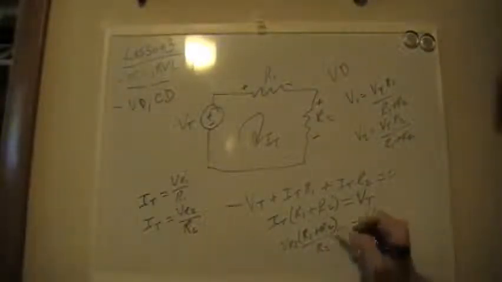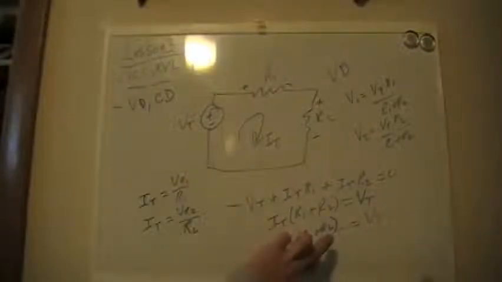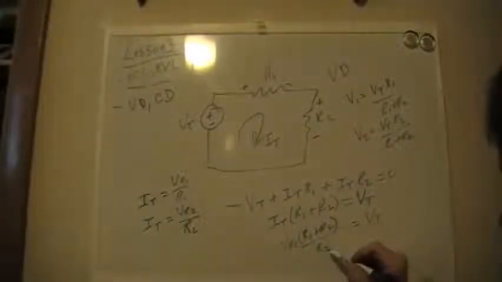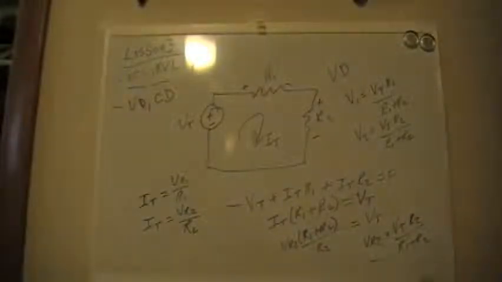And then what we can do is, hopefully you guys can see at this point, we can just move this to the other side by multiplying by the reciprocal of this, and we get VR2 is equal to VT times R2 over R1 plus R2. So, other than me naming it a different name, it looks like we got this formula. And in the same respect, I could have plugged this in and gotten this one.